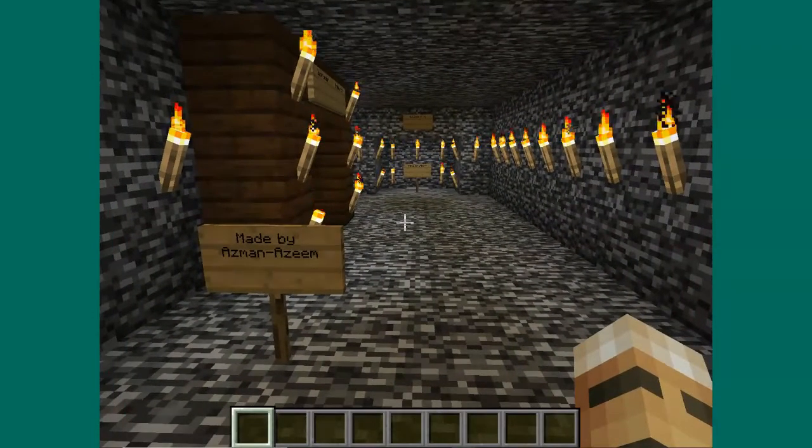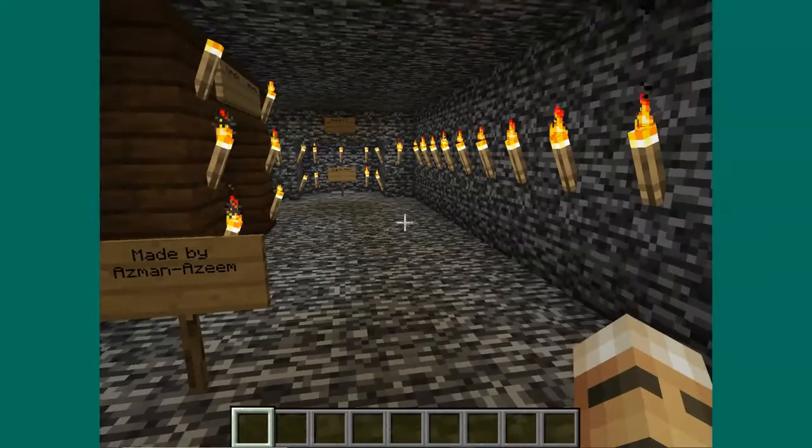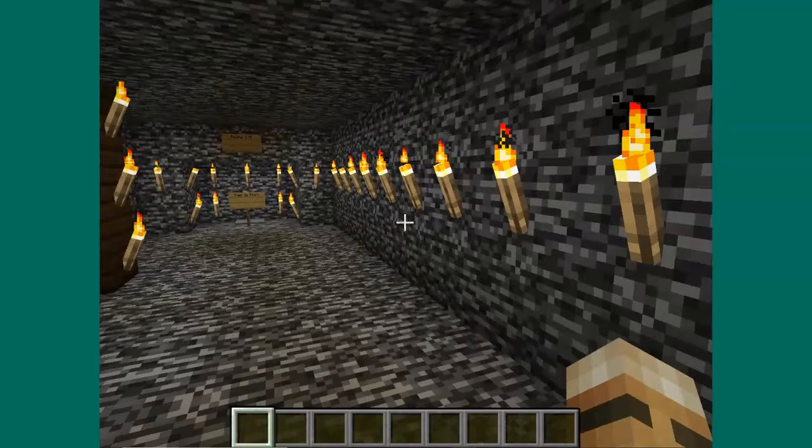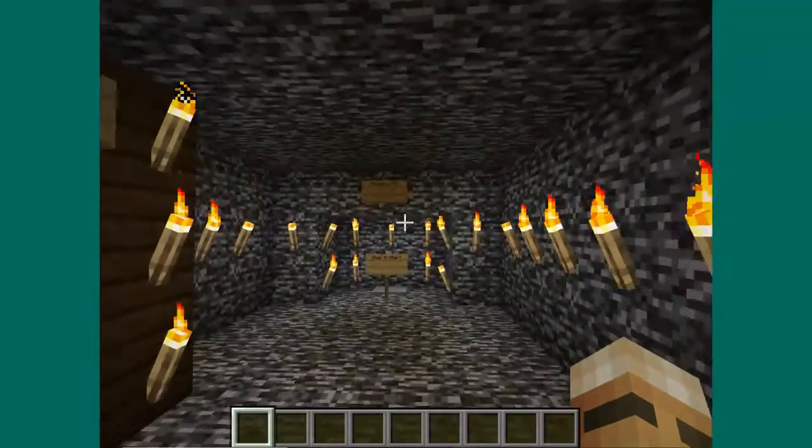This map is made by Azman Azim. So let's see if I can get past Azman Azim's map.